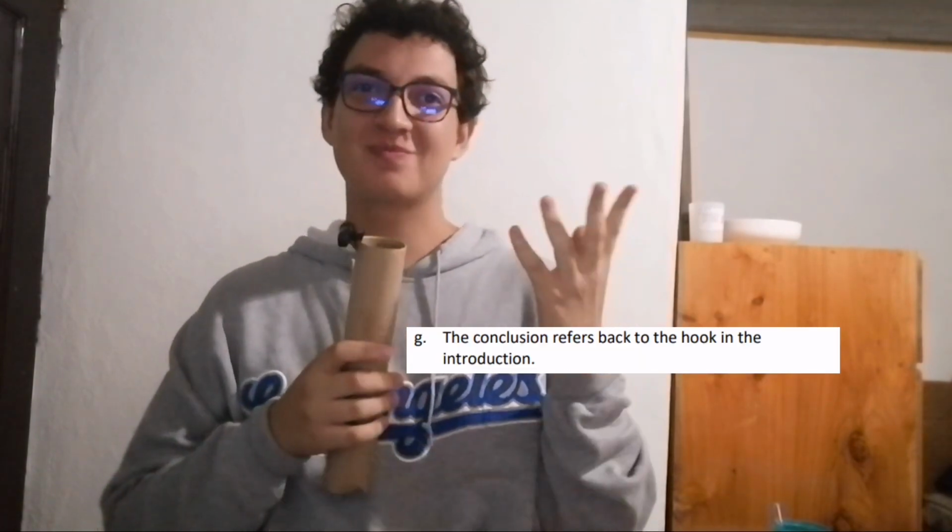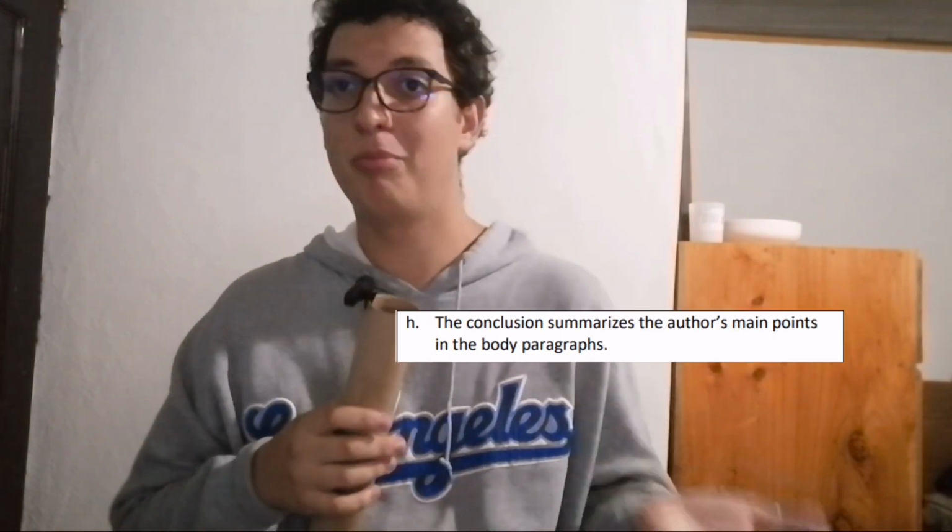Part G, you don't refer back to your hook in your conclusion. I don't know what else to say about this part. You just don't do that. Part H, you need to be more specific in this part. So write 3 different individual sentences that summarize the 3 different body paragraphs. Maybe you can add examples or your own words to help you in this part.